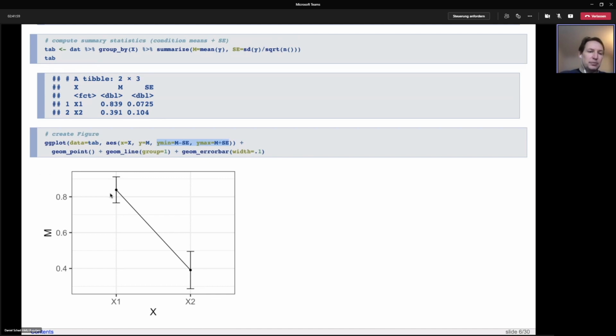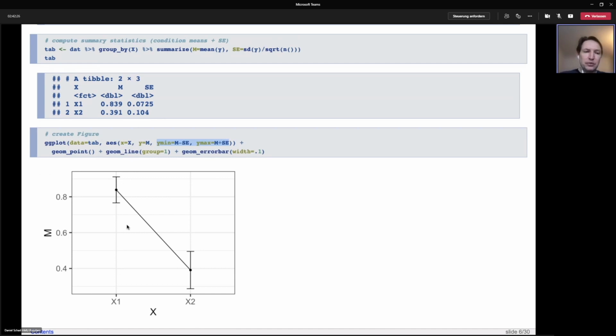We see, okay, x1 has approximately a mean of 0.8, and x2 approximately a mean of 0.4. So this is a simple simulated data set. You can see, however, that the means here do not exactly correspond with the means that we have specified, and that's simply because of sampling noise. Of course, we have a random sample of subjects, so this varies.